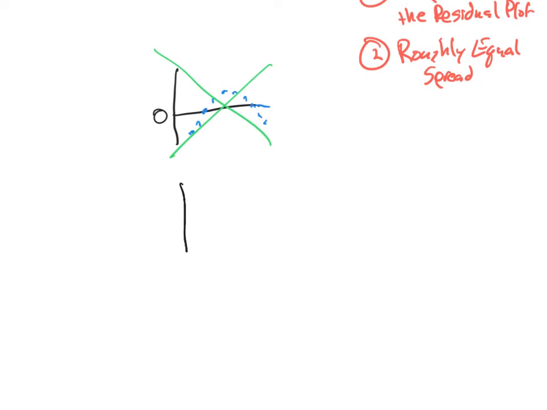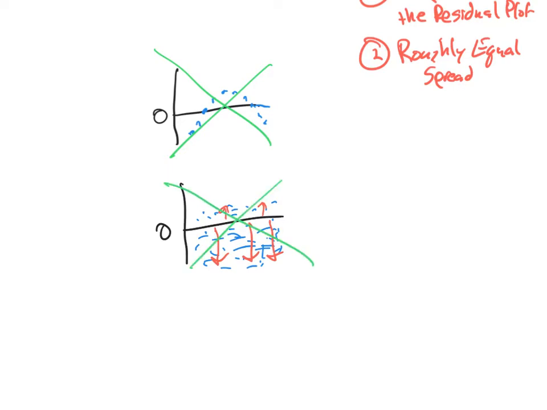What about one that was like this? I started plotting residuals and they look like this and like this. Points below, points above. This one has no pattern, so that sounds good. But see how we're barely above here and we're way below here. That's not equally spread. So let's say no to this one. So that's a no.